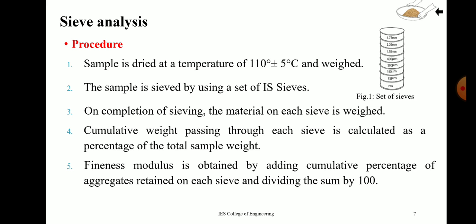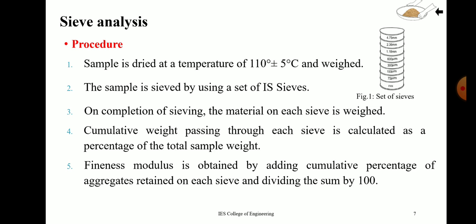Sieve analysis. Sample is dried at a temperature of 110 degrees Celsius plus or minus 5 degrees Celsius and weighed. The sample is sieved by using a set of IS sieves. The sieves are arranged in such a manner that sieves having higher sieve size are placed at the top and lesser sieve size to the bottom, and to the lowermost a pan is placed.